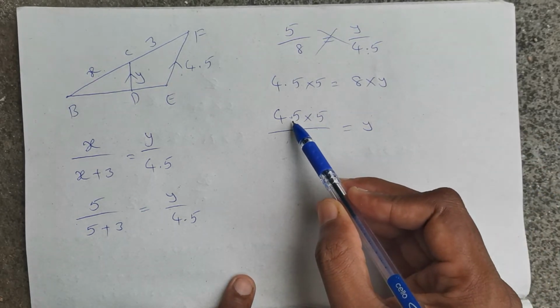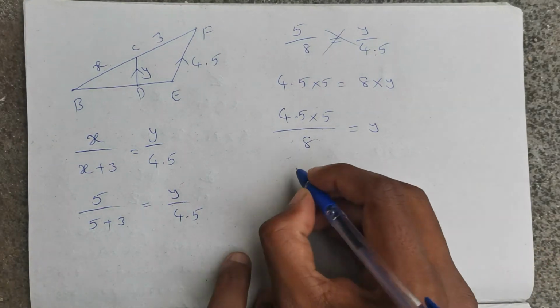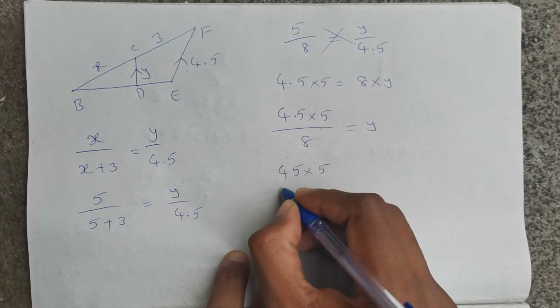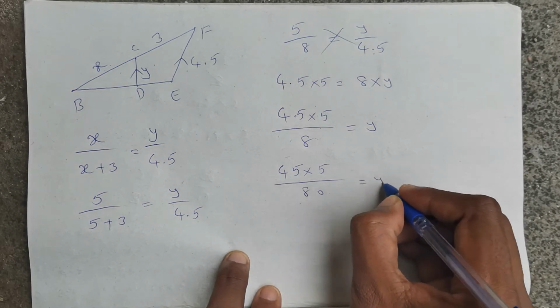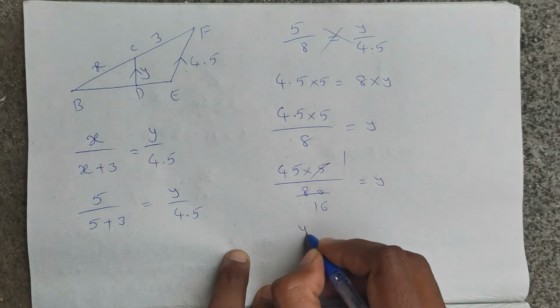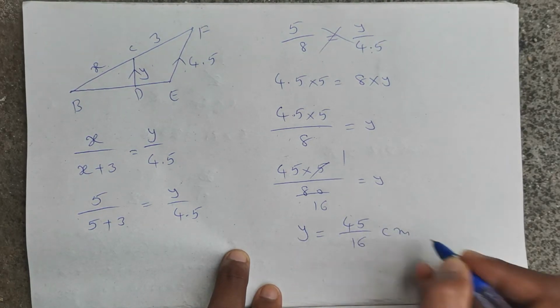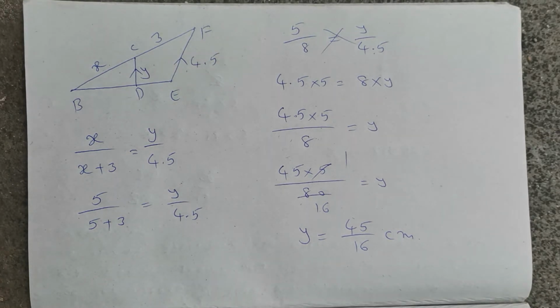Here, to remove this decimal point, I will add 0 in the denominator. So we will get 45 into 5 divided by 80 is equal to y. 5 ones are 5, 16s are. So y is equal to 45 divided by 16 centimeters.